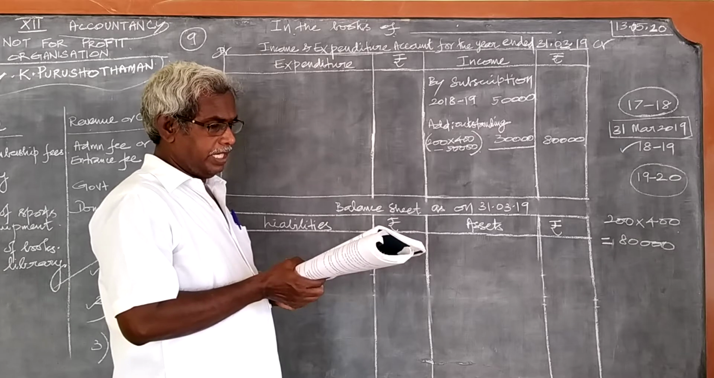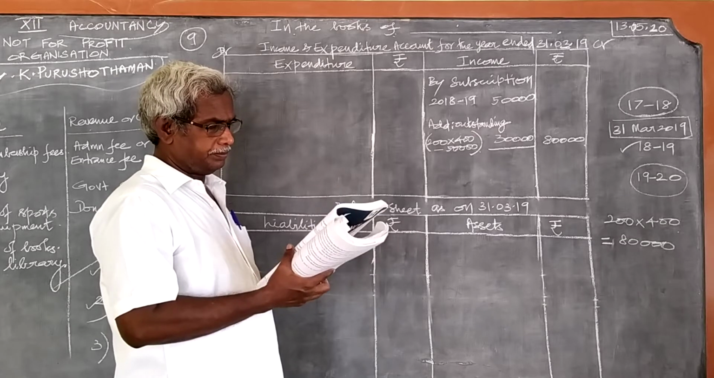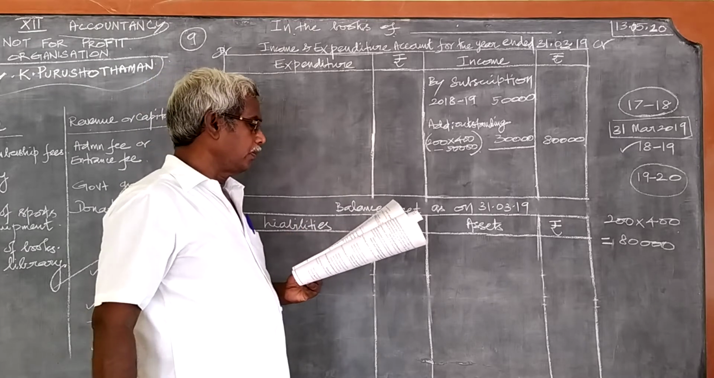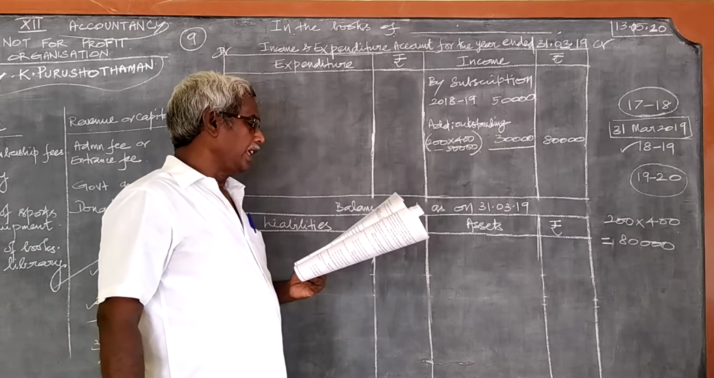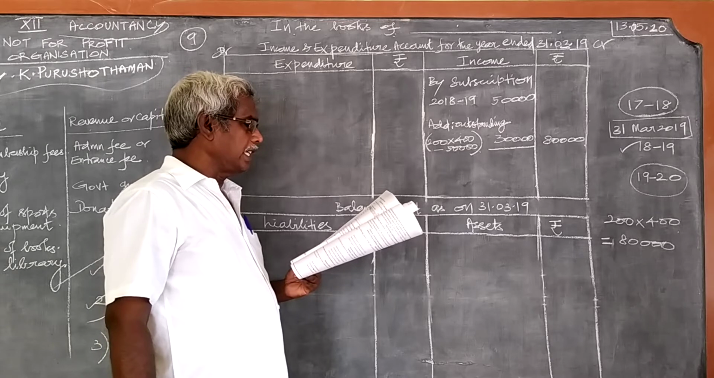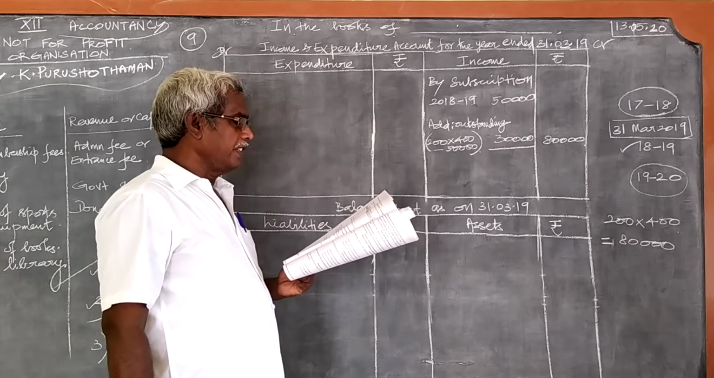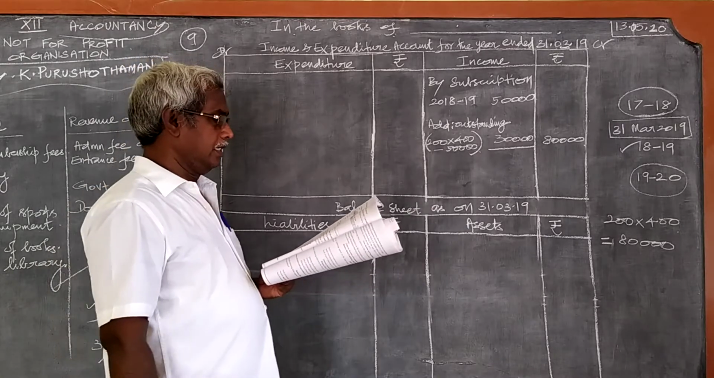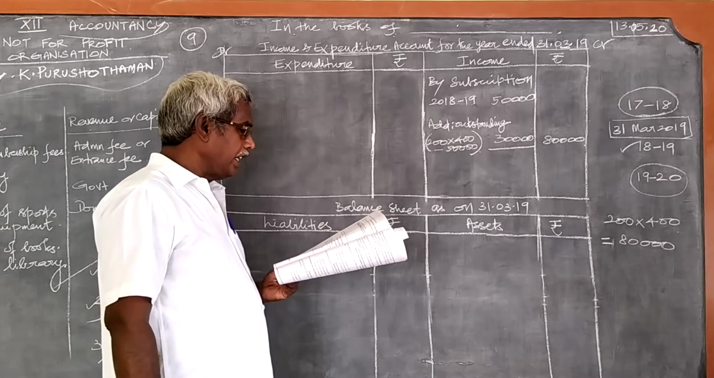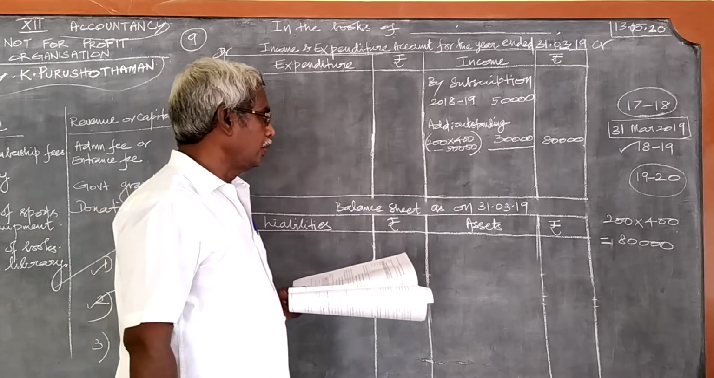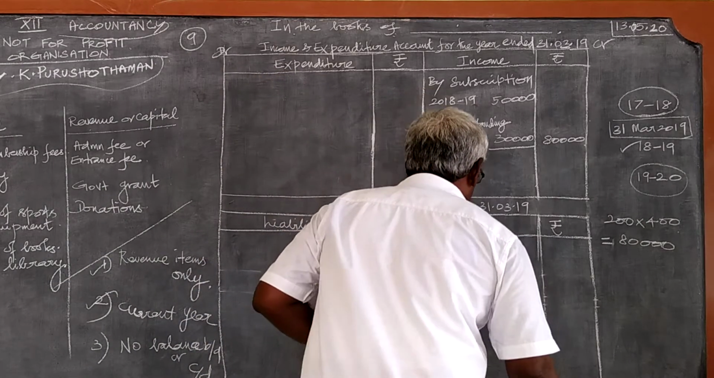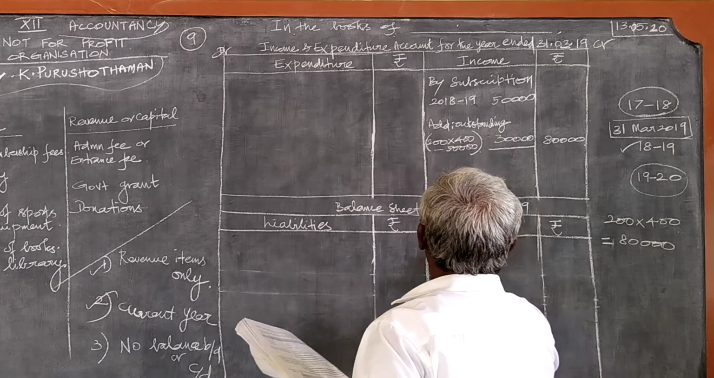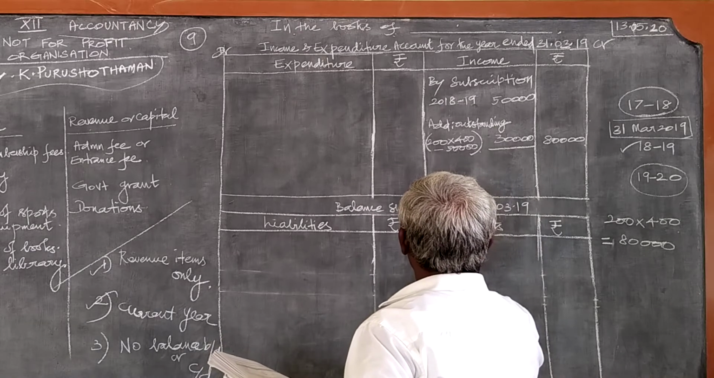We can see here, subscription outstanding we must show. Subscription still outstanding for the year 2017-18 is 2000, it is given. This is outstanding subscription. So this is outstanding income. We should write on the asset side, subscription.